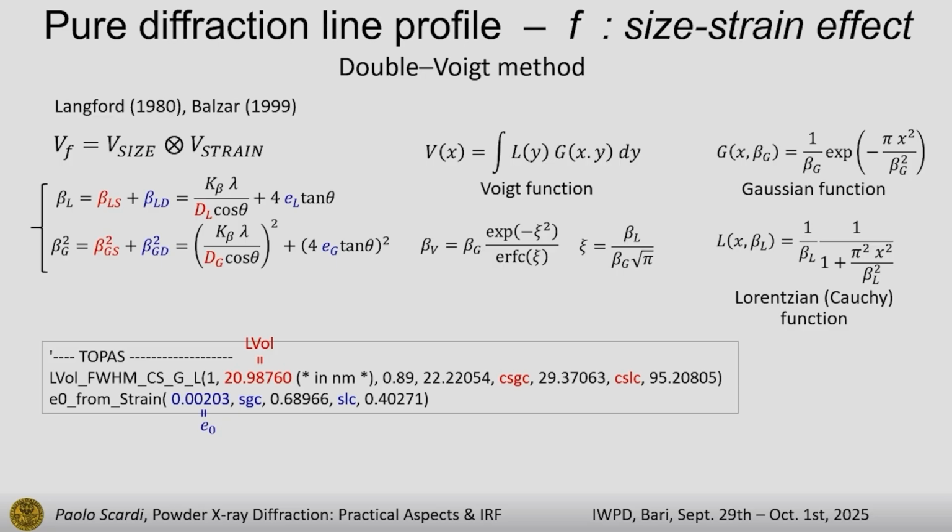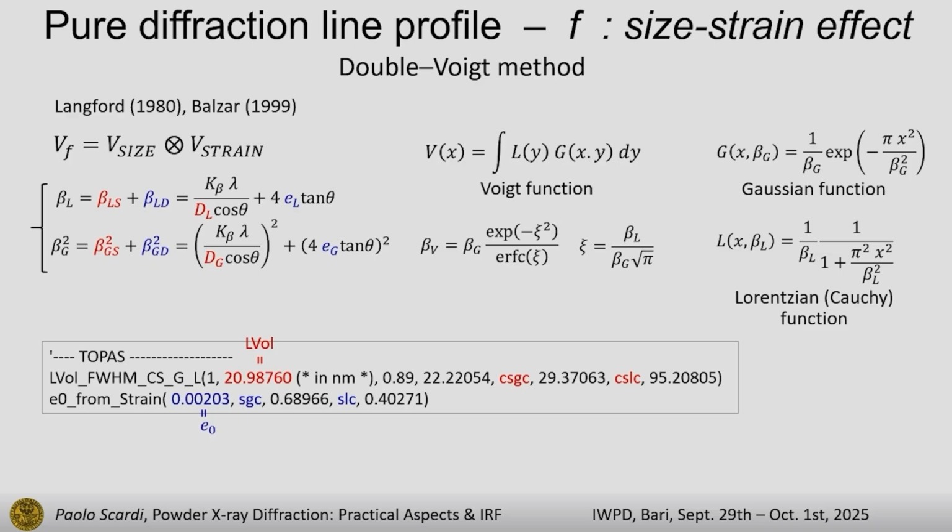Now, let's be practical. I am a physicist, but I've spent the last 40 years in the Department of Engineering. So I can tell you what is reasonable and what is not. A microstrain in the order of 10 to the minus 3 makes sense. If it's 10 to the minus 4, it's very, very small. 10 to the minus 5 is zero. And 10 to the minus 2 doesn't exist, or it is hardly possible. Okay, so this is just to give you an idea of what makes sense.